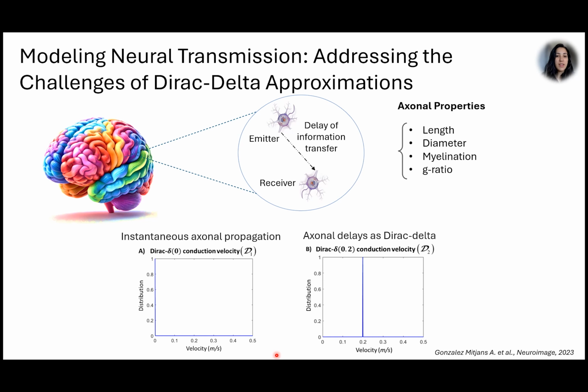These delays in information transfer have been a subject of interest in neuroscience, and researchers have developed models to capture and understand them. In some models, these delays are considered as instantaneous axonal propagation, assuming that the transmission occurs without any time delay, while others interpret these delays as a Dirac delta function.